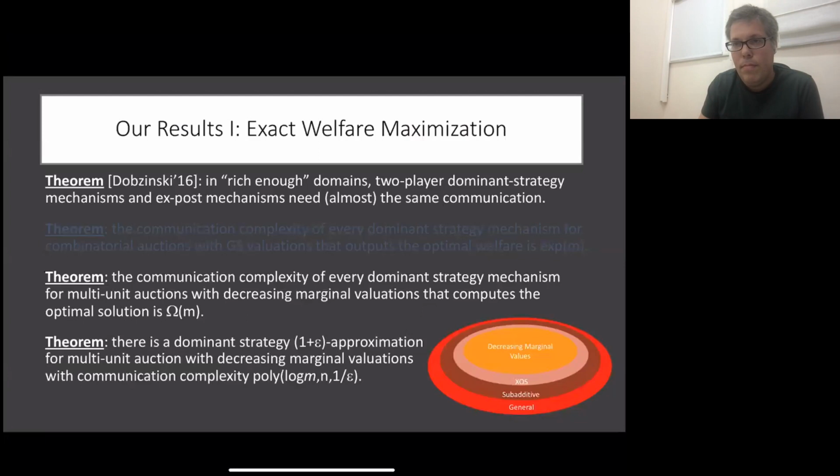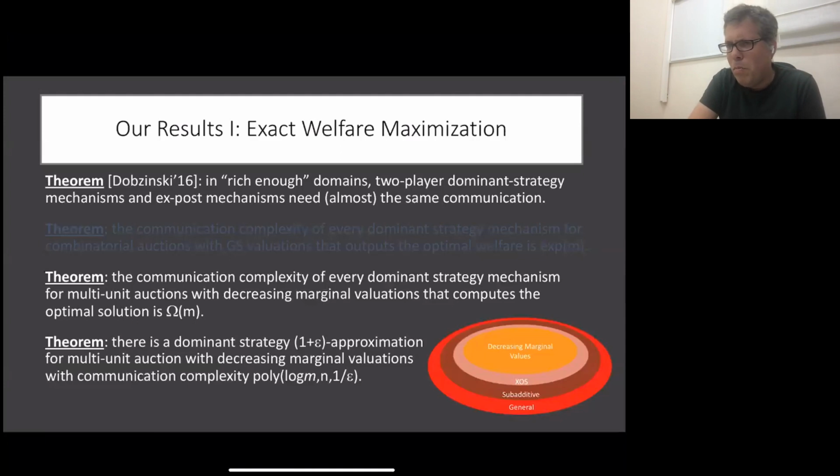This is actually Shahar's question. Do you know, for classes that are smaller than decreasing marginal values, like special cases, if there is a gap between dominant strategy and ex post? What would be an interesting such class? Matroid rank functions, with multi-unit auctions? So matroid rank functions with gross substitutes valuations. Then there's still a gap. I think the proof works, or I'm almost sure that the proof works.